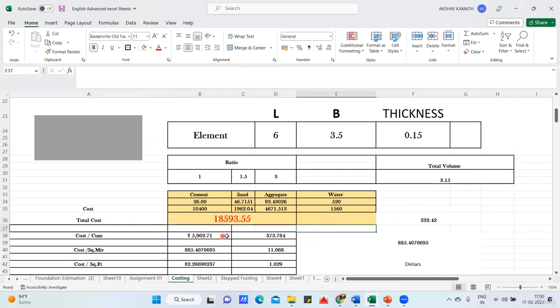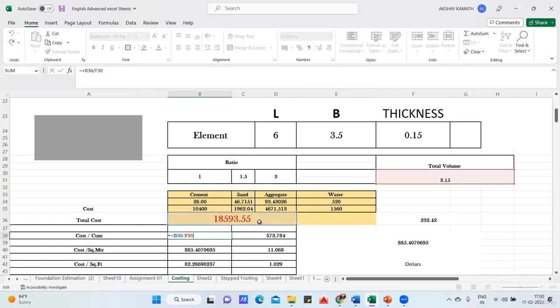So somebody will ask you, tell me the cost per cubic meter. Whatever answer you got, you divide by the total volume, and you'll get the cost per cubic meter, which is 5,900 rupees. Good. Now somebody asks you, tell me the cost per square meter. Then whatever answer you got, that is 18,593 rupees, you have to divide this by the area. So the area is 6 into 3.5. That is what I have done here. Try to do it. You will also get the same answer.